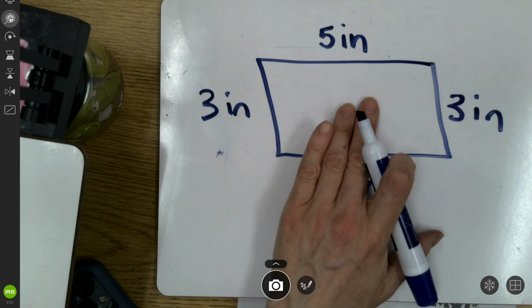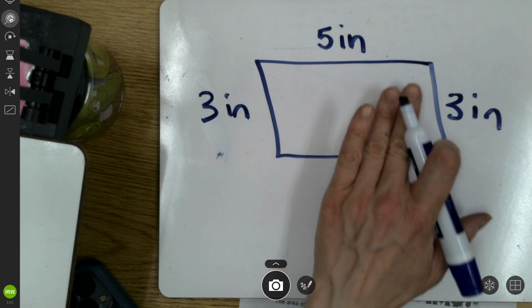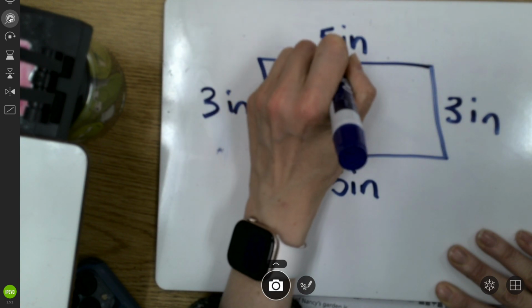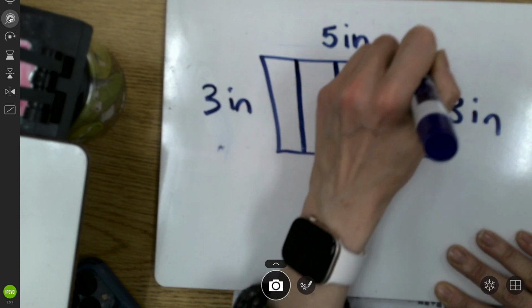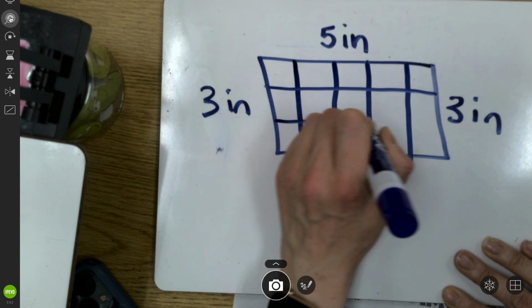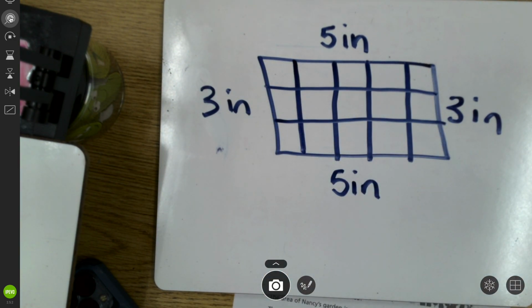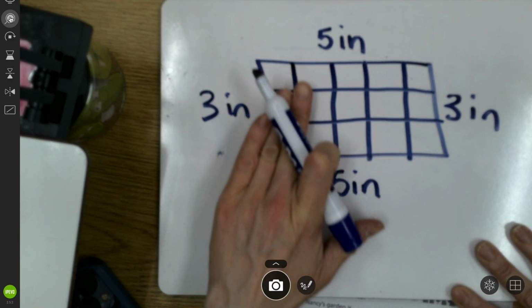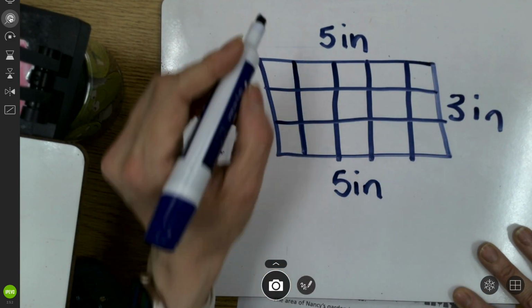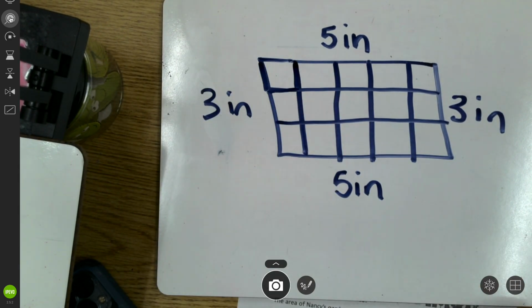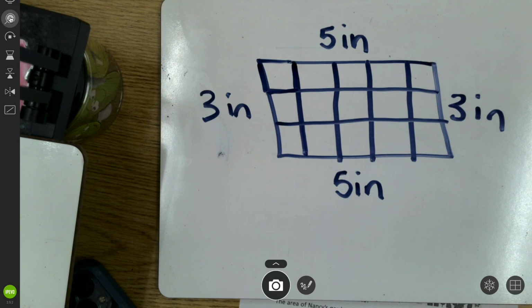So when we solve for area, we have to figure out how many square units there are inside. So check this out. We have 5 inches by 3 inches. So the area is the inside of the shape, and it's measured in square units. So here, each side of the square is an inch, okay?